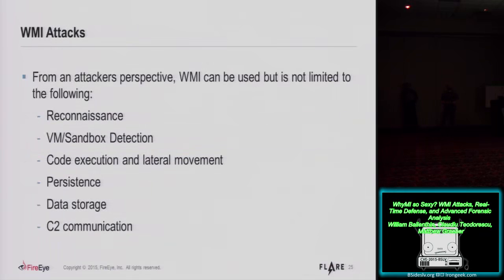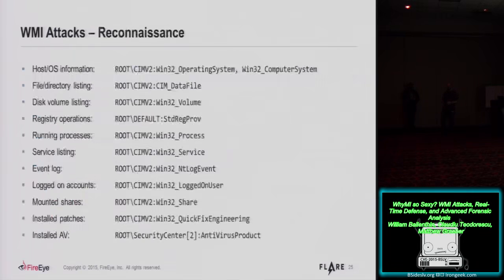Okay. So WMI can be used in any portion of the attack lifecycle. Remember, you can do everything remotely with WMI with proper credentials. So reconnaissance, you can do VM and sandbox detection, code execution, lateral movement, persistence, data storage, like what APT29 was doing, or C2 communication, like what APT29 or WMI Shell was doing, using WMI as a pure C2 channel. All right. So if you were to go about doing some recon activities with just WMI, here are some of the classes that you should maybe be interested in.